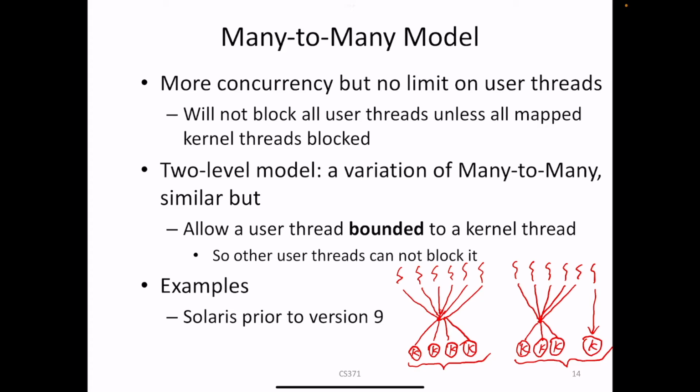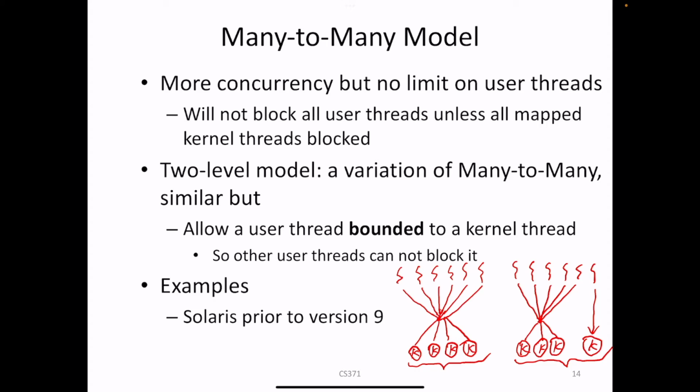The last model is many-to-many mapping. This model can provide you more flexibility than other models. In this model, many user threads can map to a smaller or equal number of kernel threads. For example, we have 6 user threads, so they can be mapped to 4 kernel threads.